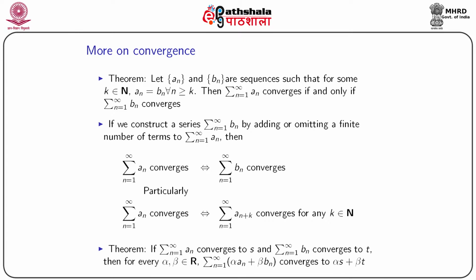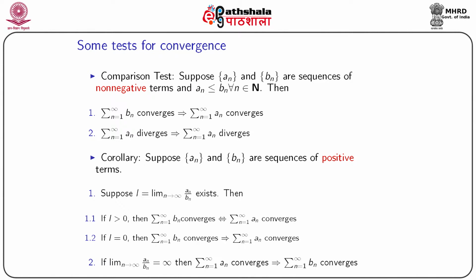Now if we have two series, the sum over n from 1 to infinity of a_n converges to s, and the sum over n from 1 to infinity of b_n converges to t, then for every alpha and beta belonging to the real line, that means they are real numbers, the series sum over n from 1 to infinity of alpha a_n plus beta b_n converges to alpha s plus beta t.